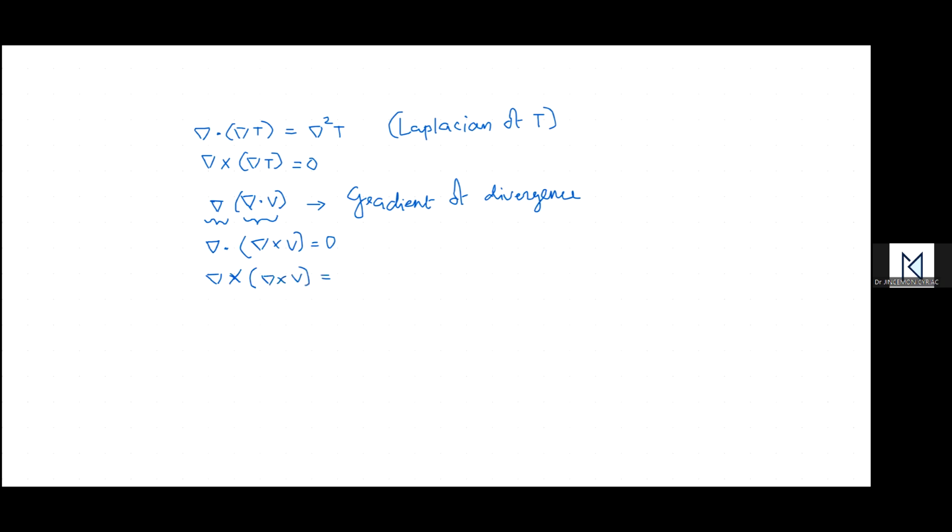Del cross of del cross v is equal to del of del dot v minus del square v. So if you have any question, if we want to study these equations, we want to do the equations in a similar way. If you want to find out this one, you can take this derivative or this equation.